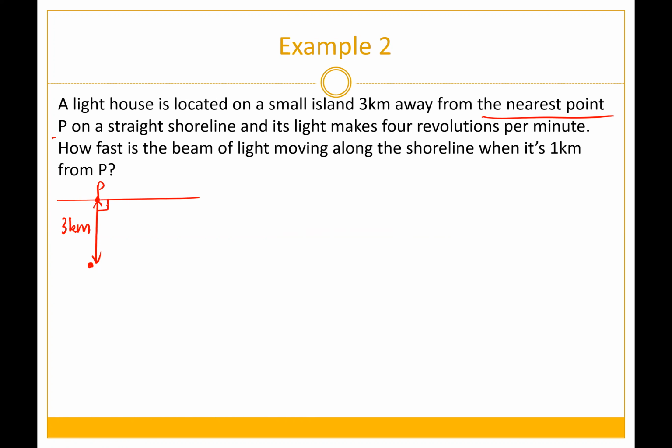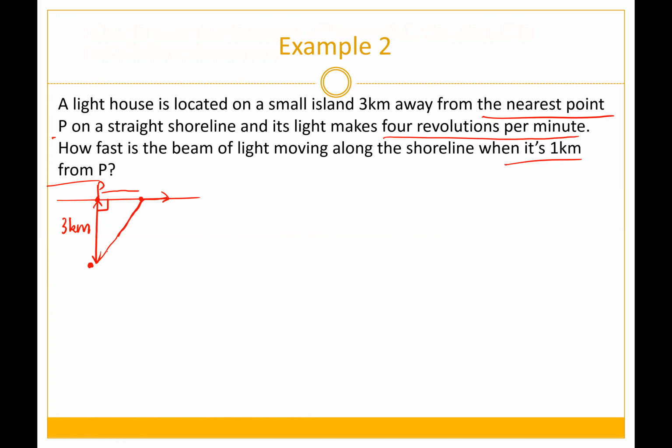This has to be a right triangle, a right angle, and the light is making 4 revolutions per minute. So how fast is the beam of light moving along the shoreline when it's 1 kilometer from P? There are two other details we haven't used in the problem statement, which are 4 revolutions per minute and 1 kilometer from P. So when it's 1 kilometer from P, how fast is this thing moving?